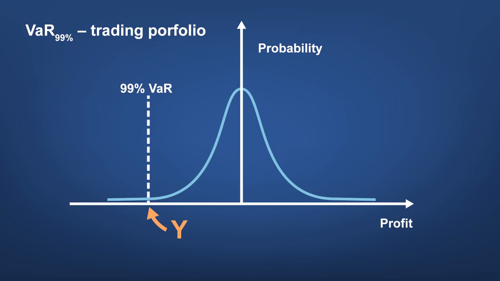Here we have the 99% value at risk. So 99 times out of 100, the trading portfolio will have profits greater than Y dollars. Or we can say that in the 1% worst case scenario, the bank's profits will be less than Y dollars. If this potential loss is too large, then the position will be sold.